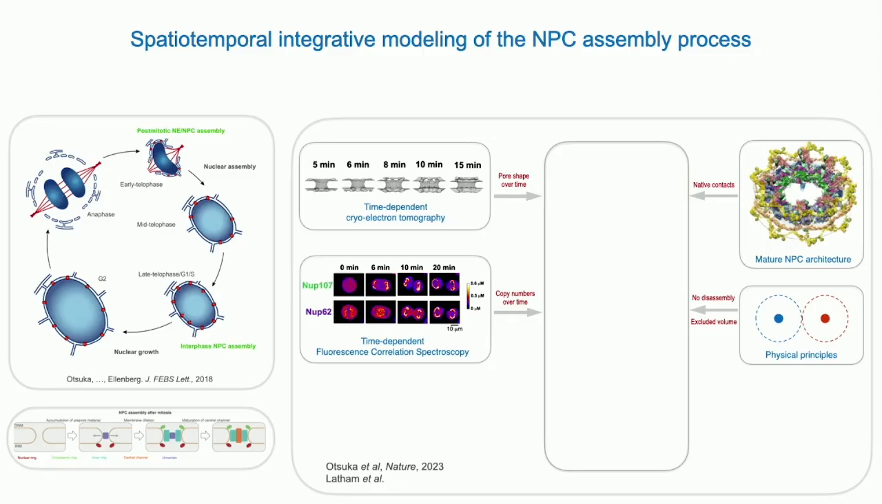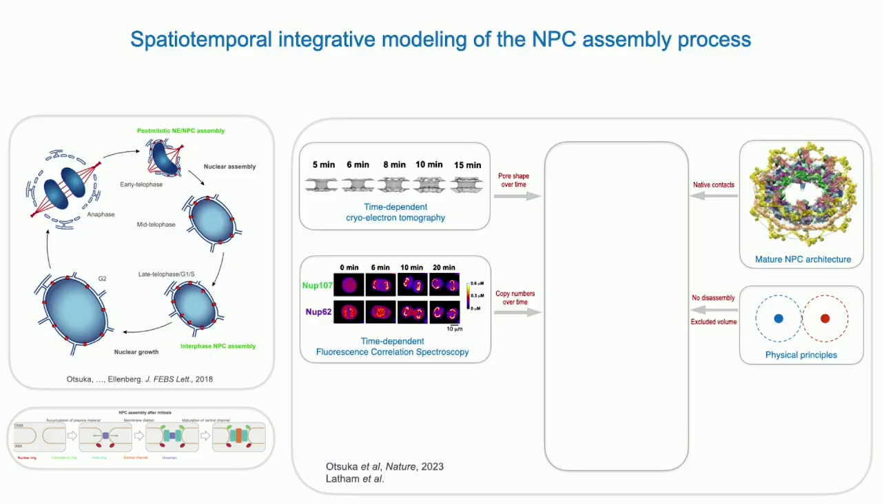So again, the same format as before. These are the main types of input information, and then I'll tell you how it was converted into the model. The main types of input information, first and foremost, was the mature NPC architecture that I just described to you. Obviously, any assembly has to end in the mature assembled NPC structure. I haven't emphasized the physical principles before, but obviously, we considered things like excluded volume here as well. Proteins can't overlap in space. There are a few other physical principles I'm not mentioning, but that's an outline.